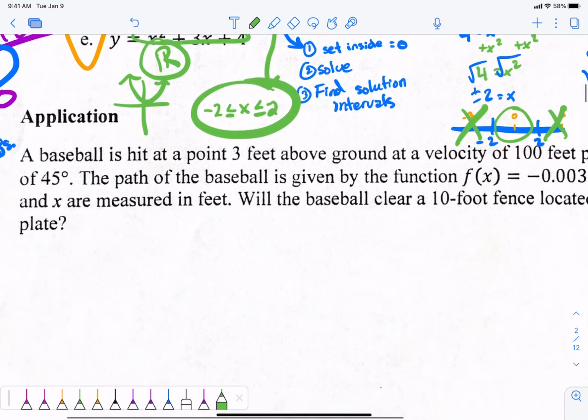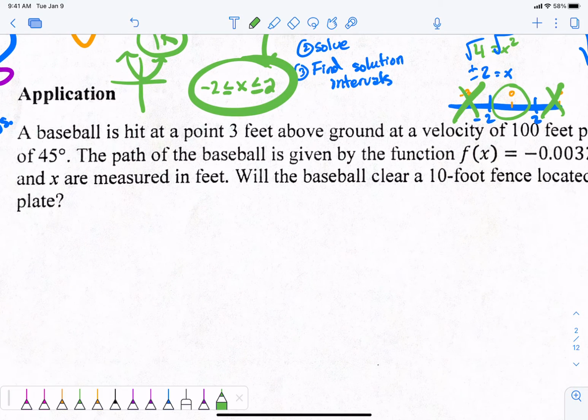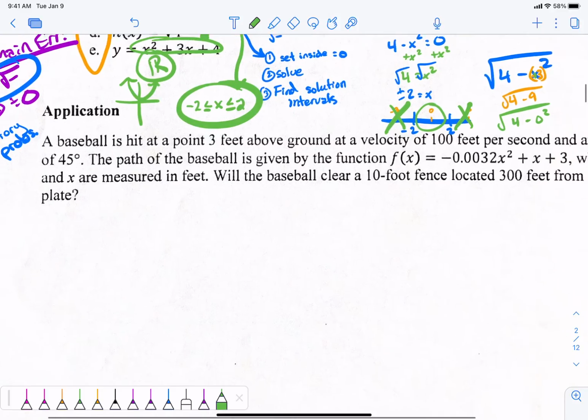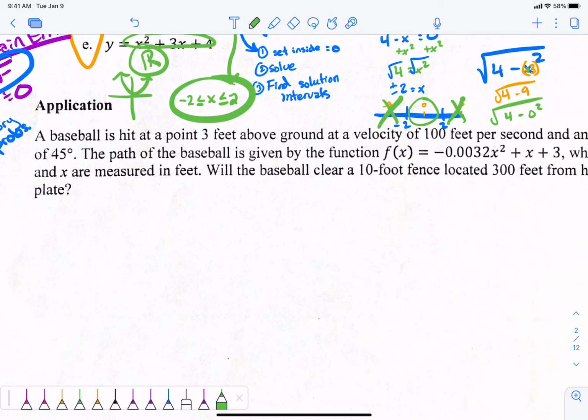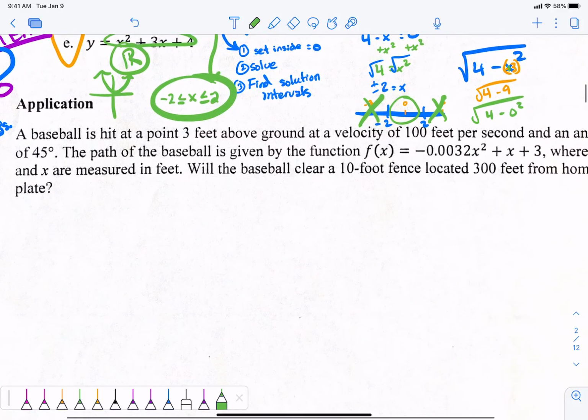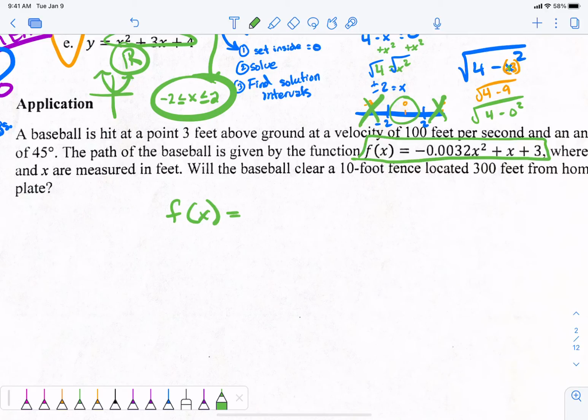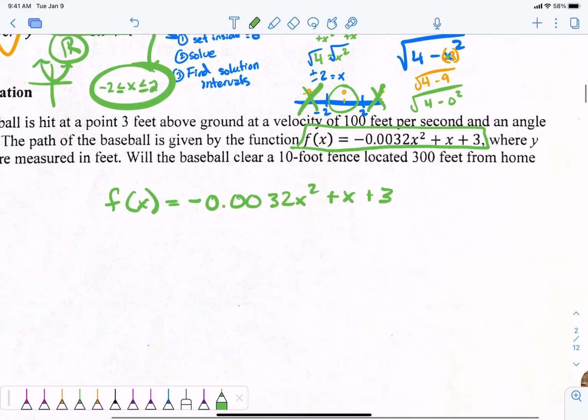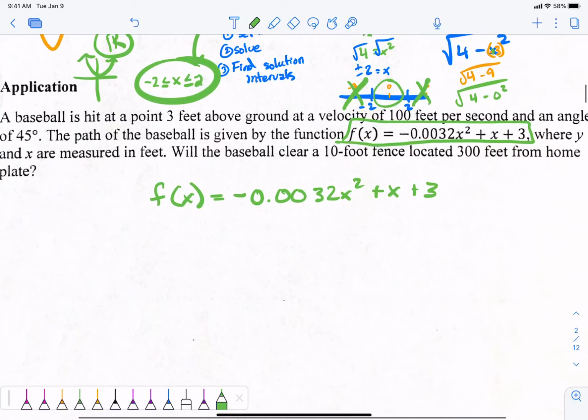All right, application problem. A baseball is hit at a point 3 feet above ground at a velocity of 110 feet per second at an angle of 45 degrees. We don't care about that information, because it says the path of the baseball is given by this function, which takes all of that into consideration. So I'm going to write that down below here. f of x equals negative 0.0032x squared plus x plus 3, where x and y are measured in feet.